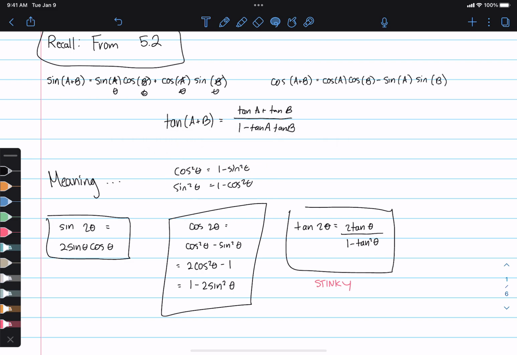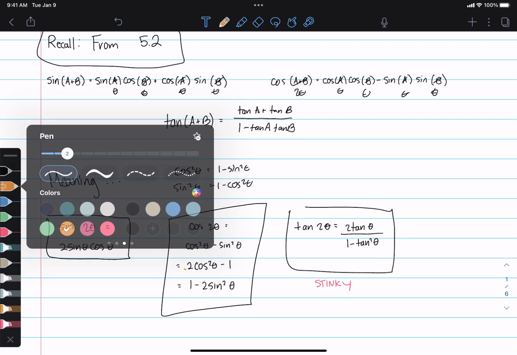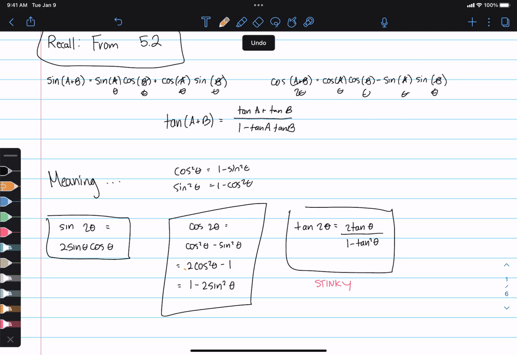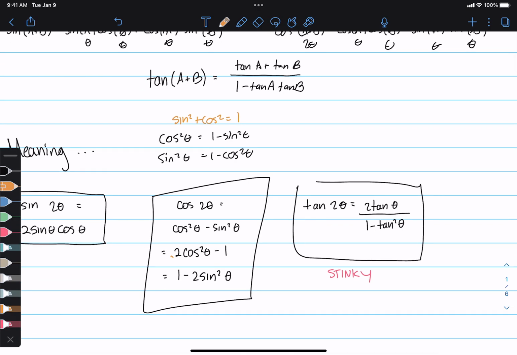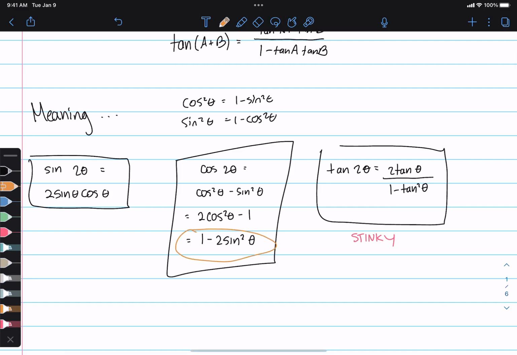Similarly, if we put in theta for both a and b in cosine, this is going to become cosine of 2 theta, and we're going to get cosine squared theta minus sine squared theta. But recall from our Pythagorean identity, of course, which was sine squared plus cosine squared equals 1, we can rearrange this to find what cosine squared is. And so we can substitute in that cosine squared is 1 minus sine squared. And if we plug that into our equation, we're going to get that cosine of 2 theta, which is the cosine squared of theta minus the sine squared of theta, is equal to 1 minus 2 sine squared of theta.